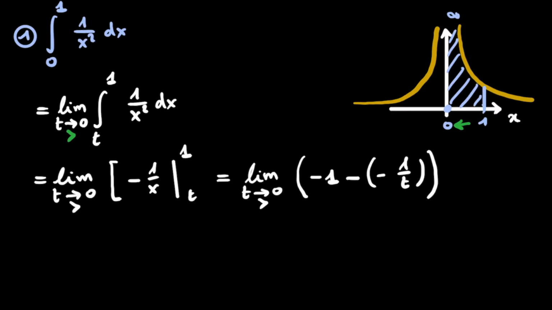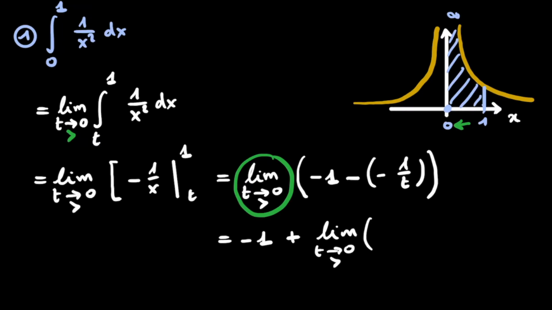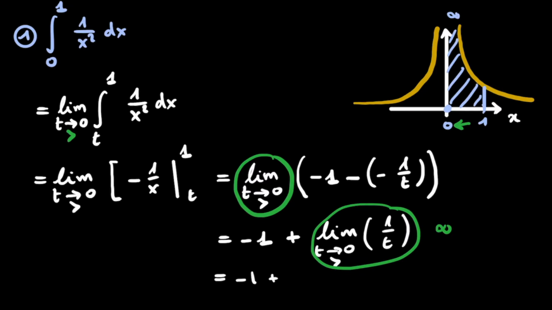And it is at this point that we do the limiting procedure, when t goes to 0 from above. This limiting procedure does not have any bearing on this minus 1 because it doesn't have any t. So we get minus 1 plus, because two minus signs become a plus, the limit of t going to 0 from above of 1 over t. Now we see, of course, that this limit simply becomes infinity. So the solution of our integral is minus 1 plus infinity, which is of course equal to plus infinity. And we see that indeed the area under this curve becomes infinitely large.